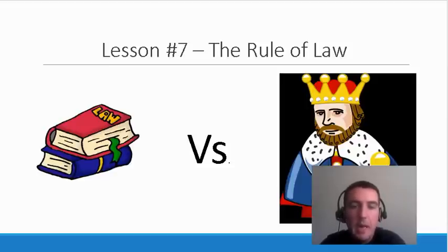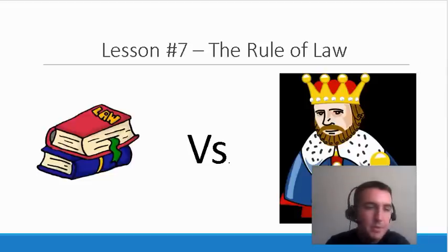So what we're going to look at in this lesson is what the rule of law is and the difference between a society or a country that's ruled by laws, meaning laws are in charge, and a society in which a person or an individual is in charge, like a king, which was what we call the rule of man. We'll get into that in a few slides.